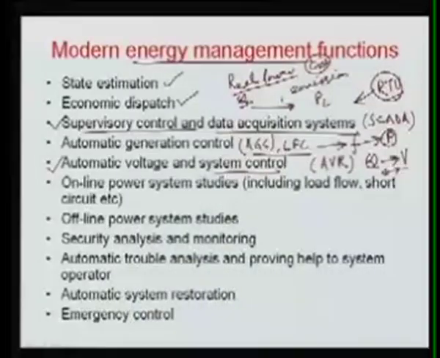So in the automatic voltage control, we control the voltage of your generating units. At the same time, the system control is not only the generator control. It may be the substation control. We can use other devices in the power system to provide reactive power support so that we can maintain our voltage within the desired limit.